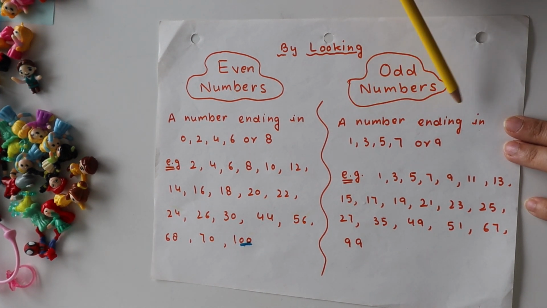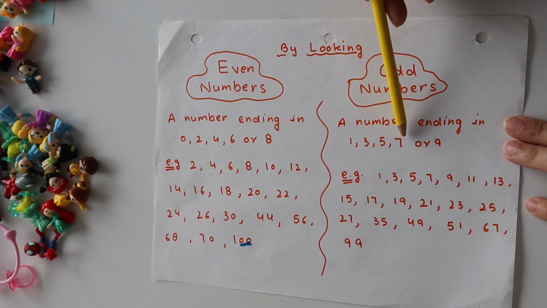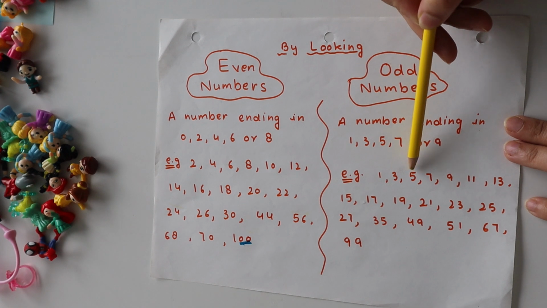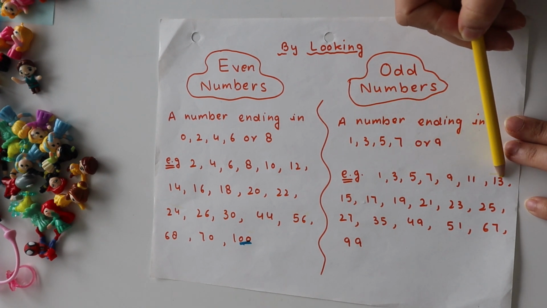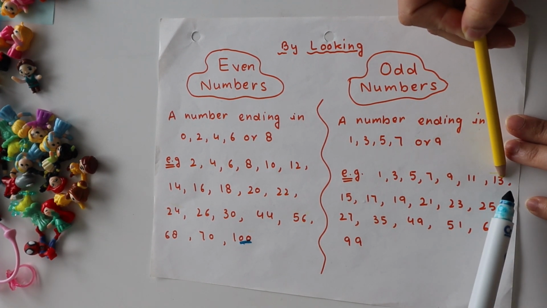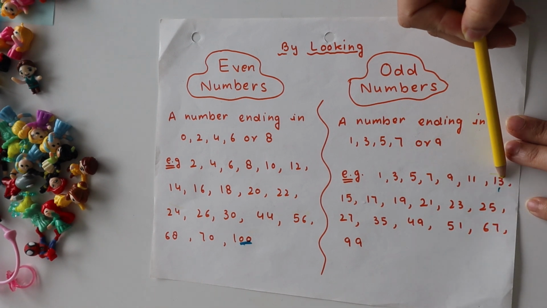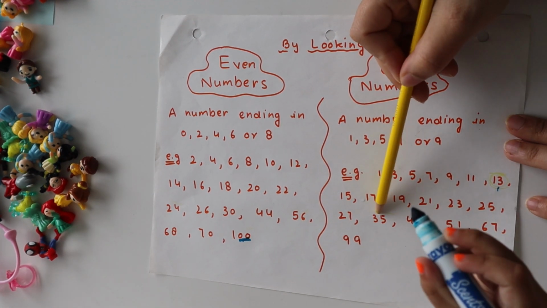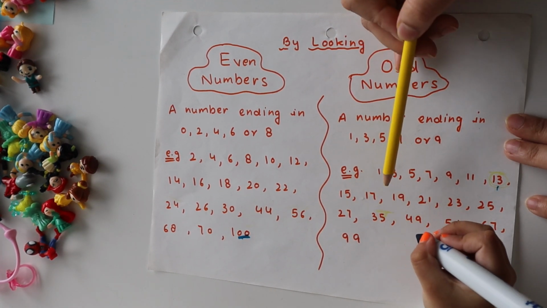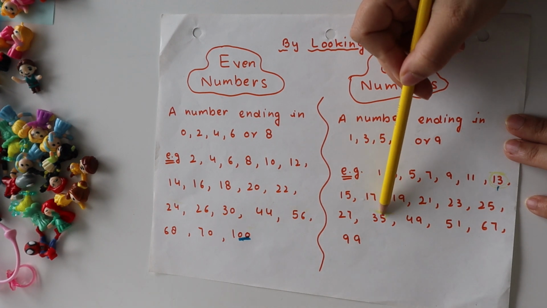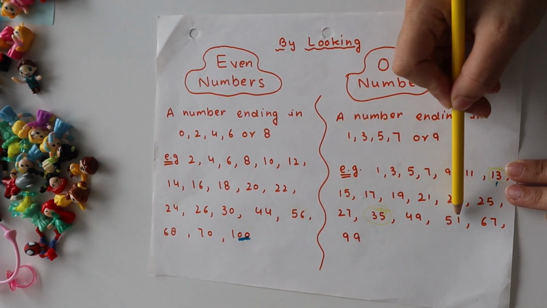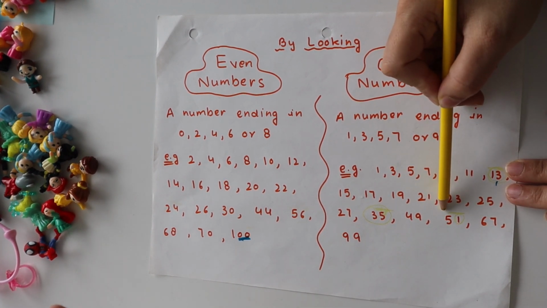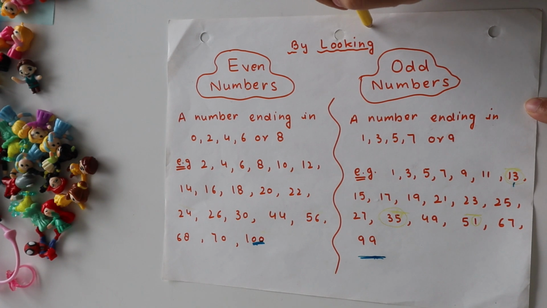Okay. Now for the odd numbers, which are odd numbers? A number ending in 1, 3, 5, 7 or 9. 1 is an odd number, 3 is an odd number, 5 is an odd number. Same way, this is 13. So which is the ending digit here? 3. So 3 is an odd number, so this number is odd. Same way, this is 35. Ending digit is 5, so this is odd. Next we have 51. So the ending number is 1, so it's an odd number.